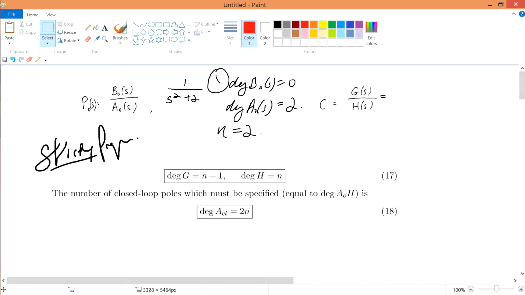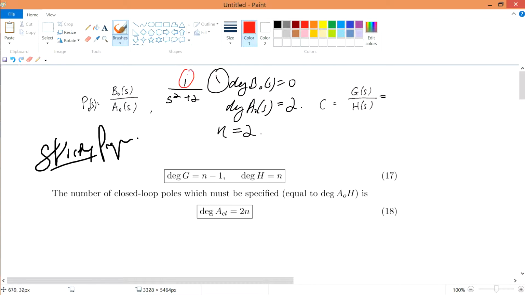In a strictly proper system, the first step is always the same. You determine your transfer function for your plant first. This is the plant, where your B is 1, A is s squared plus 2, and you determine your order of degree.